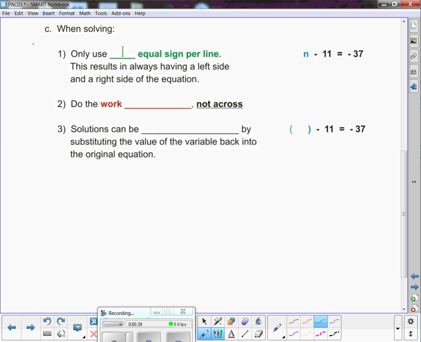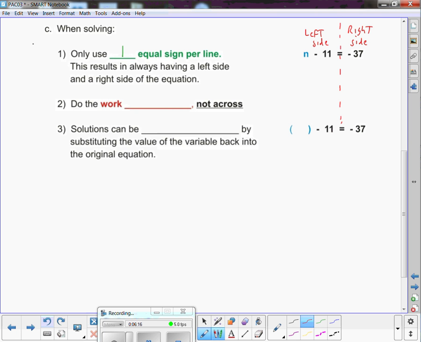Only use one equal sign per line. You know what this does for you? Look over here on the right. Here's what this does for you. This one equal sign allows you to establish a left side, you can go ahead and write this in your notes, and a right side. And that's great because that's the idea of an equation. You have a left side and you have a right side. Now, if you only do one equal sign per line, you will maintain a left side and a right side.